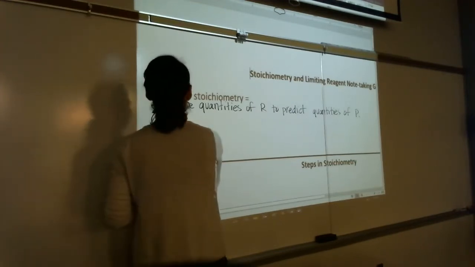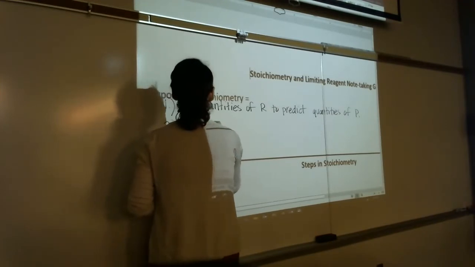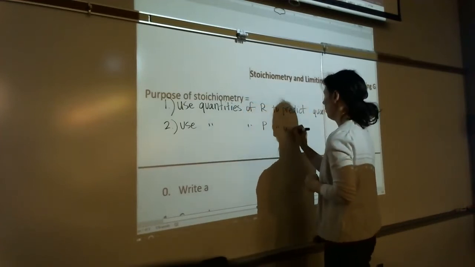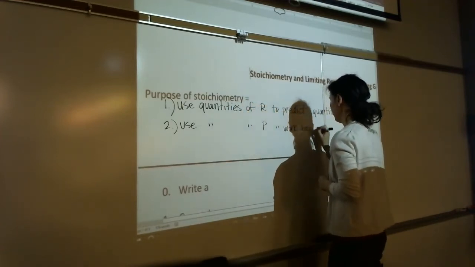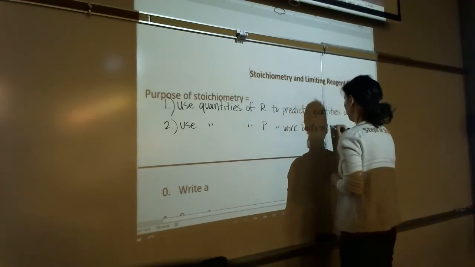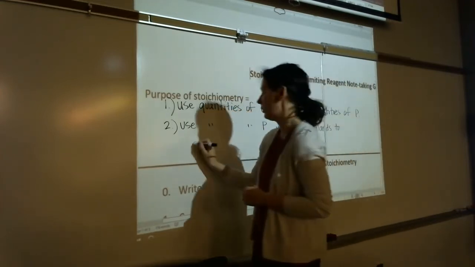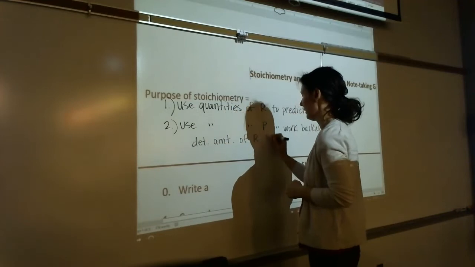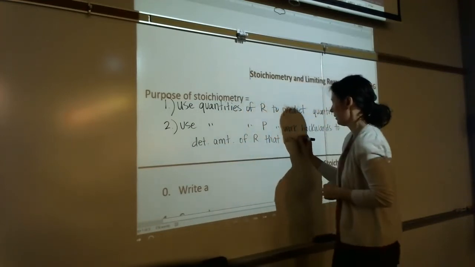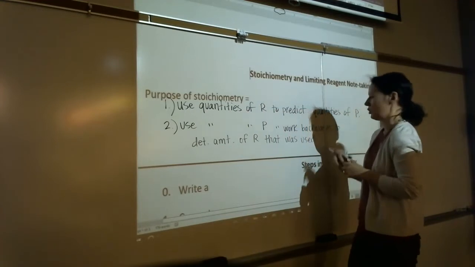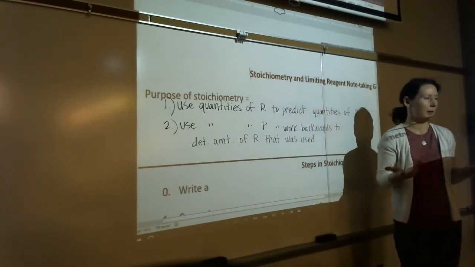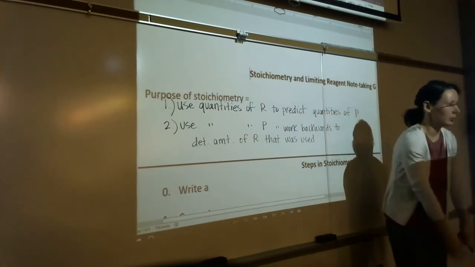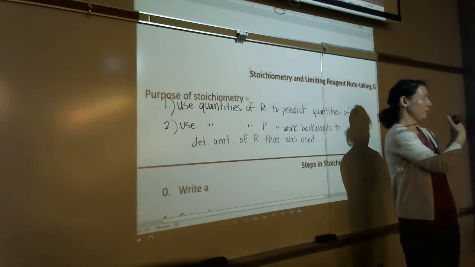And then likewise, use quantities of products to work backwards to determine the amount of reactant that was used. So for instance, if I do an experiment and I determine that this amount of product was made, I could work backwards, figure out how much reactant I used in the first place.